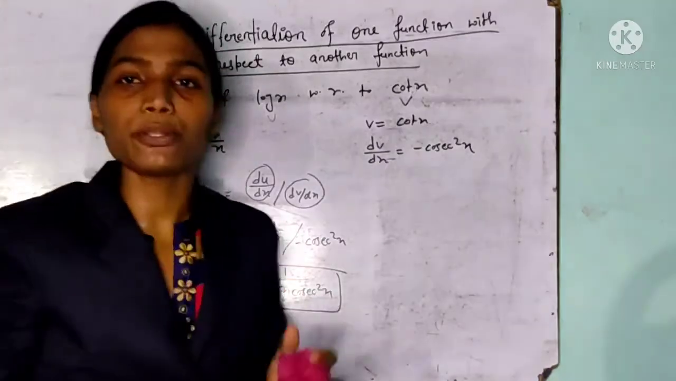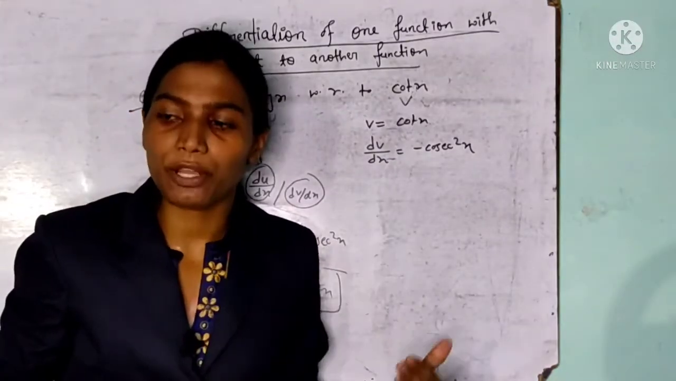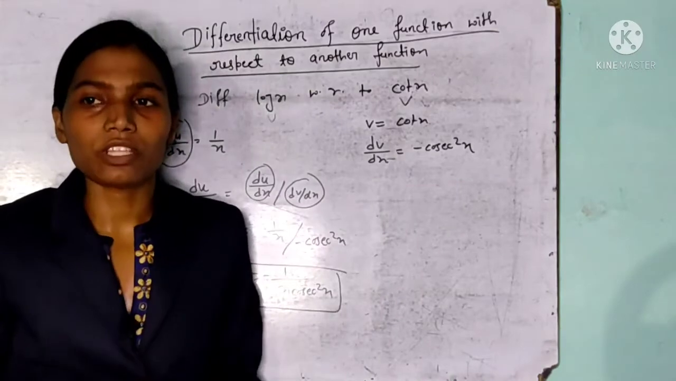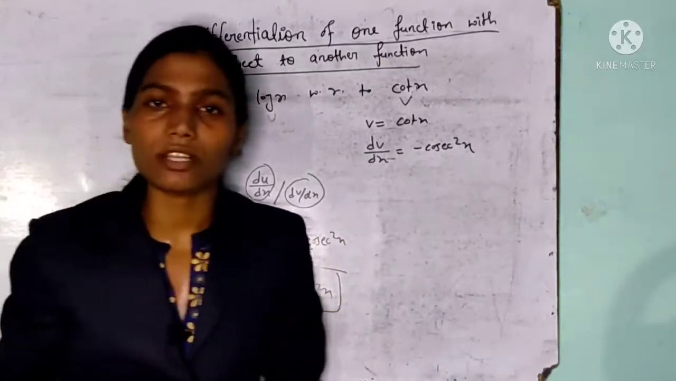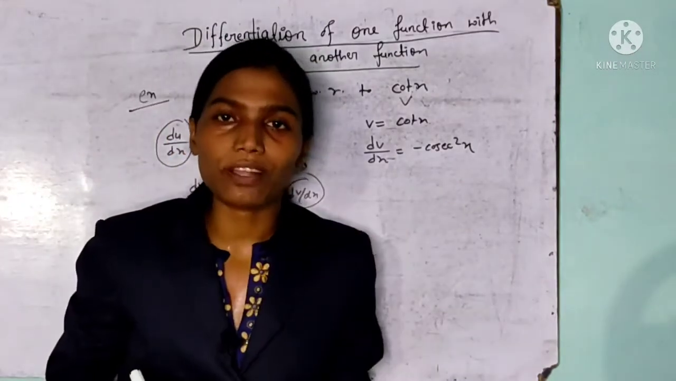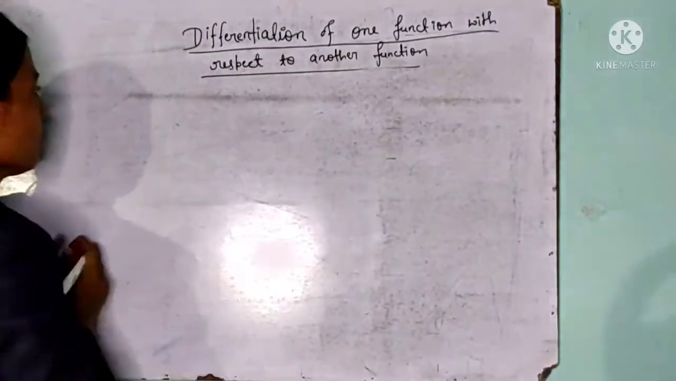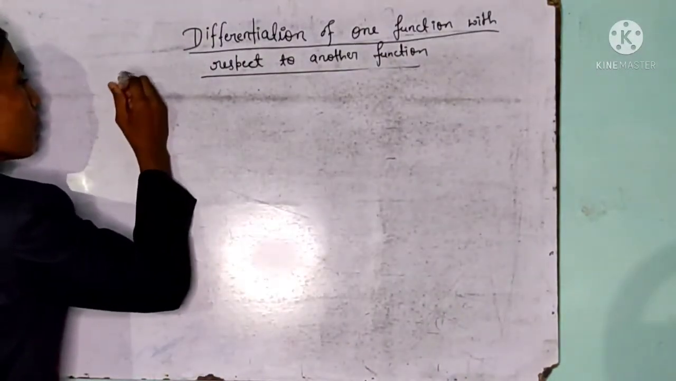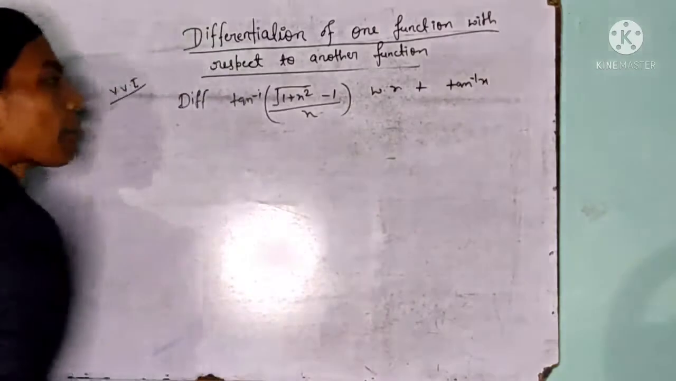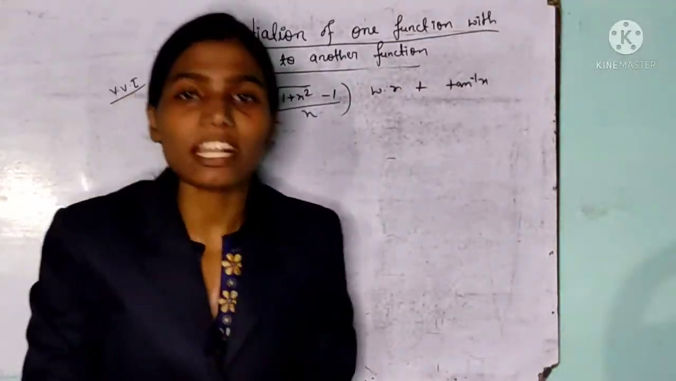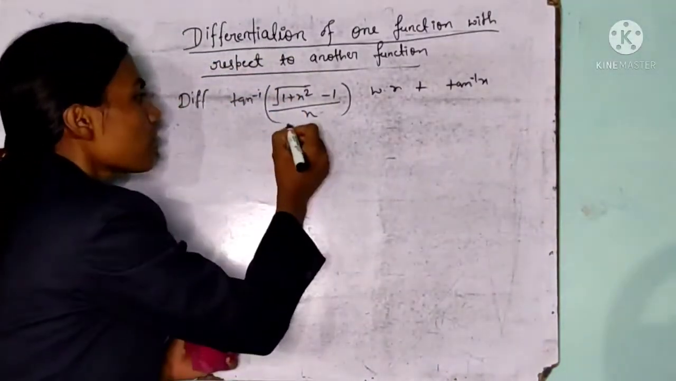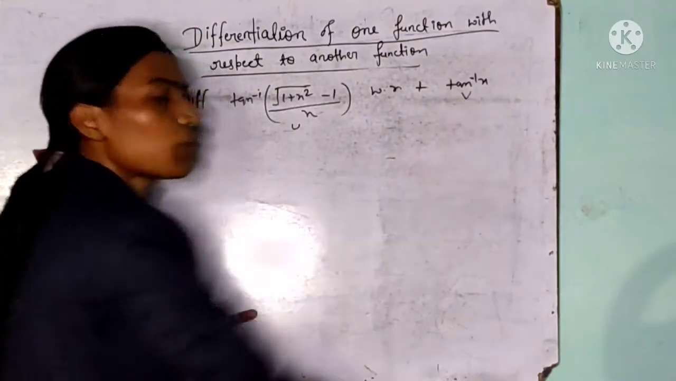So this is the easy way to differentiate one function with respect to another function. I hope you understand how to find differentiation of one function with respect to another function. Now see, this is a very important question. Now applying the same approach here. What is that approach? Taking the first function as u and the second function as v.